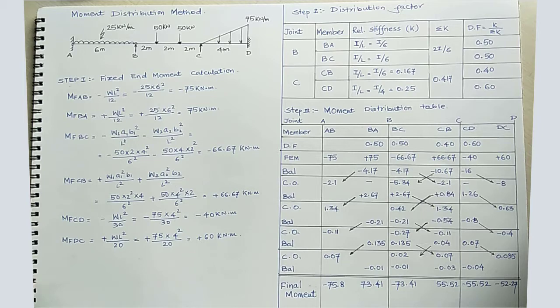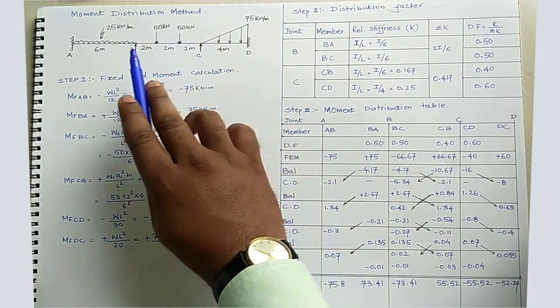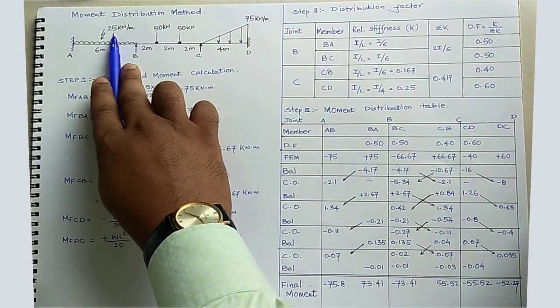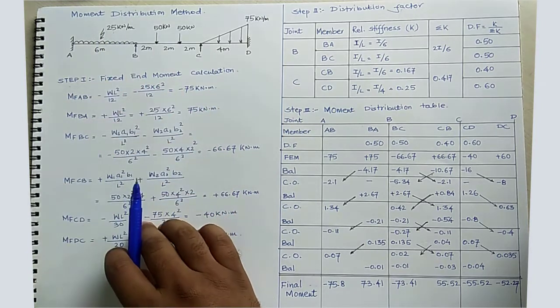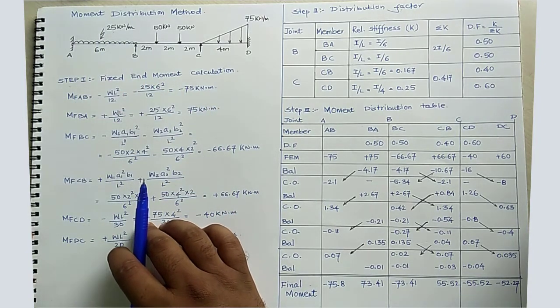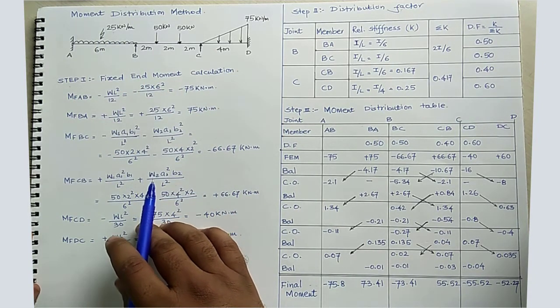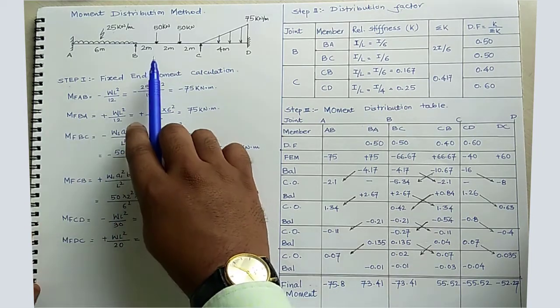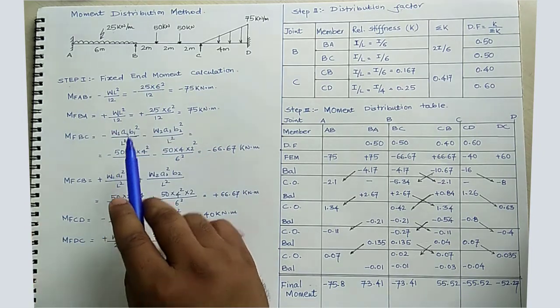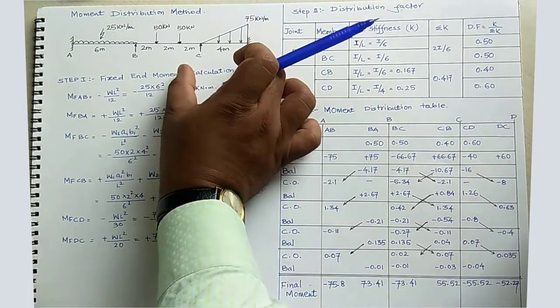The span BC, which is subjected to the eccentric loads, has a magnitude of 50 kN and a UDL of 25 kN per meter. Now, in the earlier class we have seen the stepwise analysis of the given beam. The only difference in this is that one span is added to it.